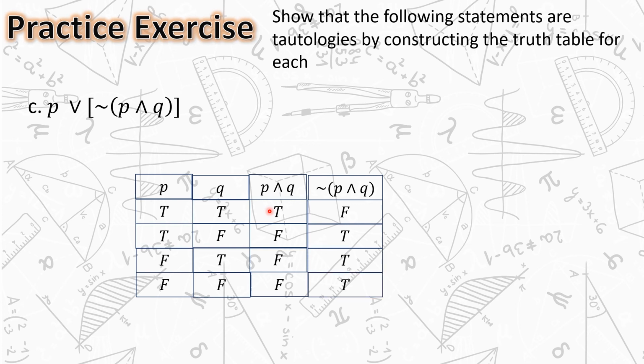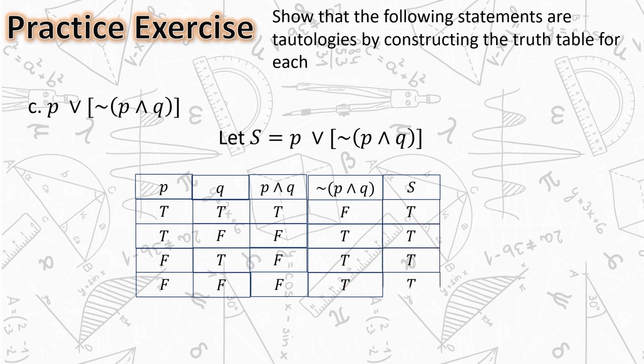Next, let us have the disjunction P or the negation of P and Q, and let us have it represented by S. So for S to be true, at least one of P and the negation of P and Q must be true, and that is seen in all of the rows. Therefore, S is true for all rows. Hence, this is a tautology.